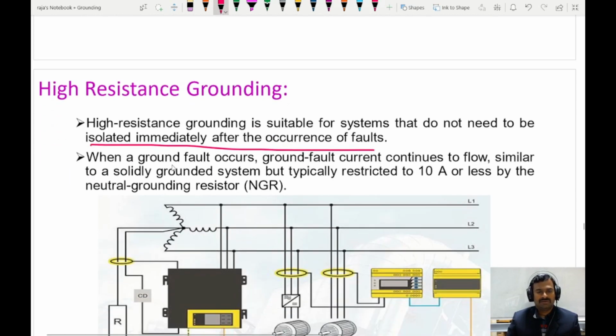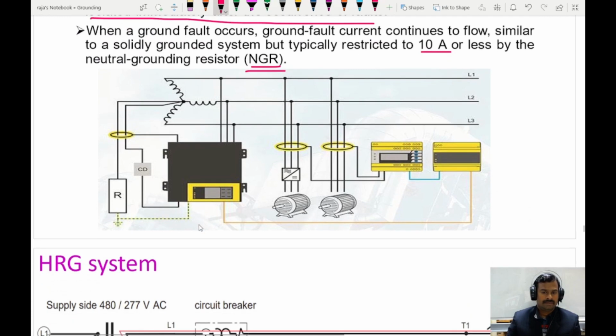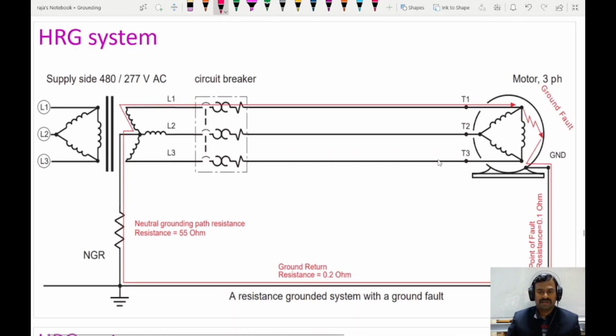And when a ground fault occurs, ground fault current continues to flow similar to a solidly grounded system, but typically restricted to 10 ampere or less by the neutral grounding resistor, so that is called NGR. Right. So the system would be like this.